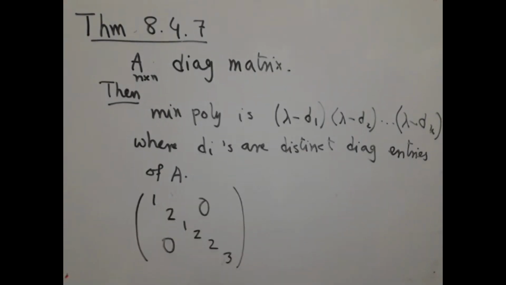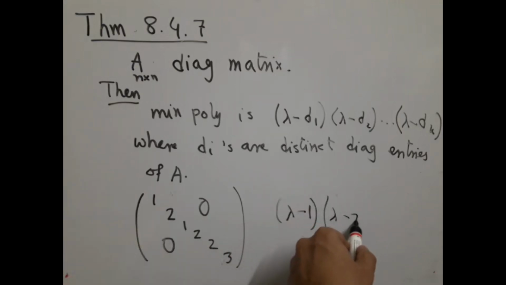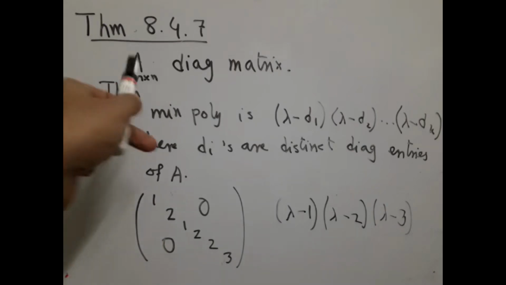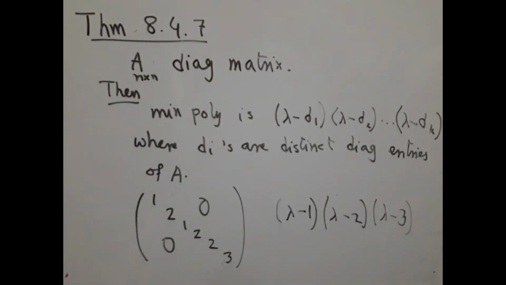Let's look at an example. Suppose A is this diagonal matrix. I can see that the diagonal entries are 1, 2 and 3. 1 has been repeated twice, 2 has been repeated thrice, and 3 has occurred only once. So I can immediately write down the minimal polynomial as lambda minus 1, only one copy, lambda minus 2 times lambda minus 3. So, in this case, that idea works. Namely, you keep only one copy of each. But that may not work for an arbitrary matrix that is not diagonal.